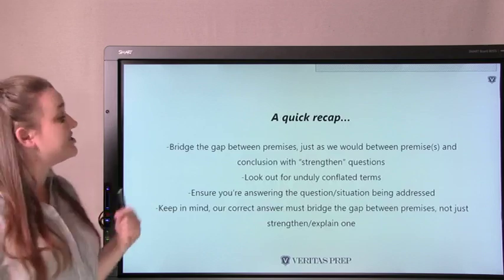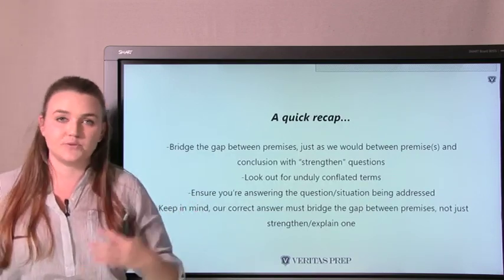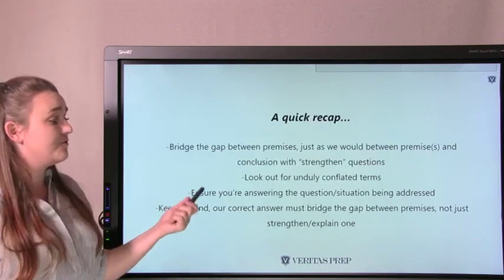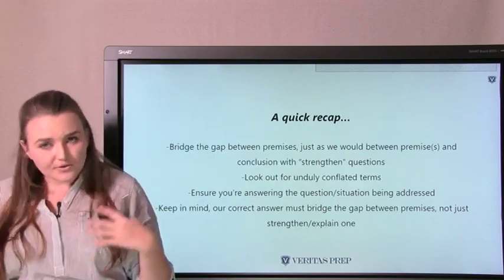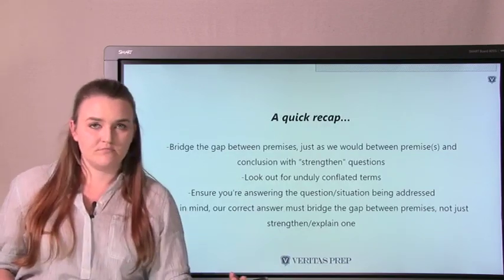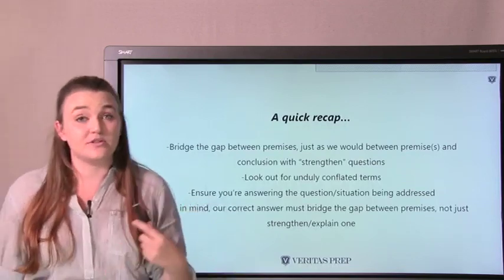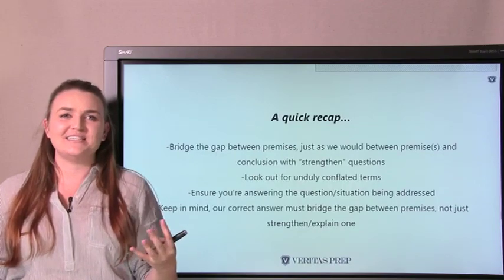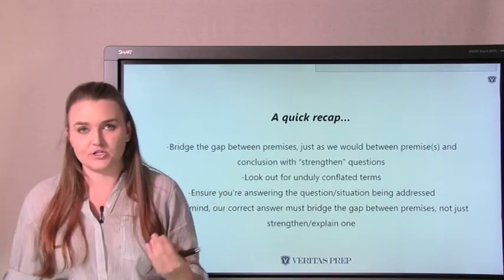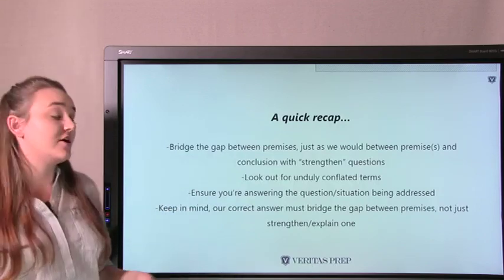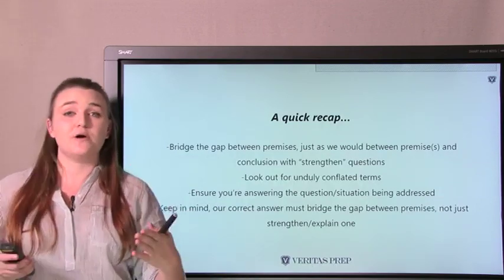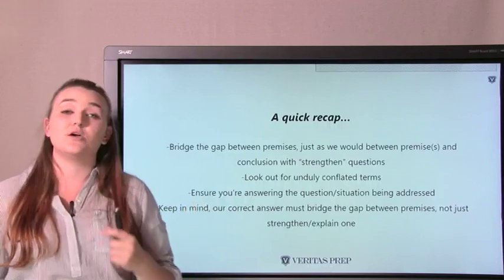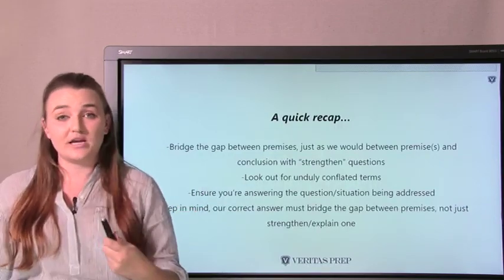We want to make sure that we bridge the gap between premises in the same way that we would between premise and conclusion with traditional strengthen questions. We also want to look out for those unduly conflated terms that are posed as the same in meaning, but aren't necessarily. We want to ensure that we're answering the question or the situation that's being addressed, right? We're resolving the actual paradox that exists, not presenting something that's maybe true, but not relevant to the situation at hand. And we want to keep in mind that our correct answer has to bridge the gap between premises, not just strengthen or explain one of them. This tends to be the most commonly overlooked concept that I want to make sure we're keeping in mind.